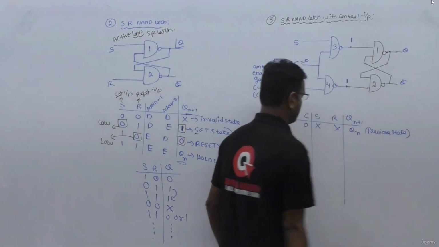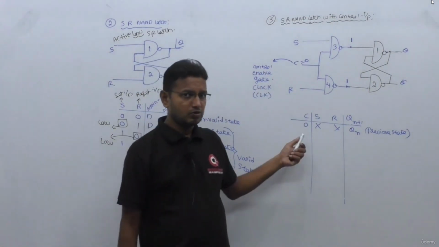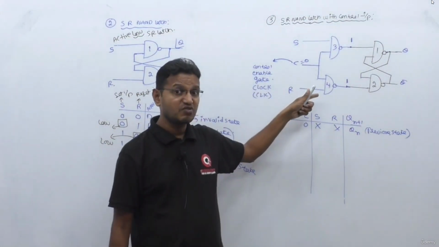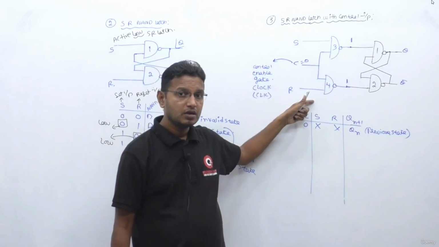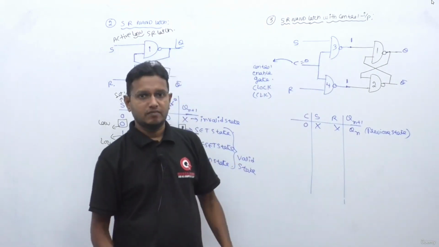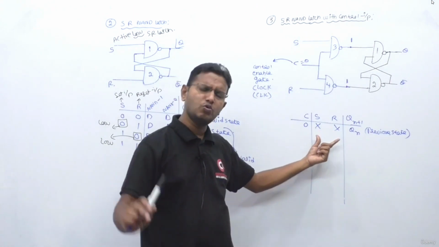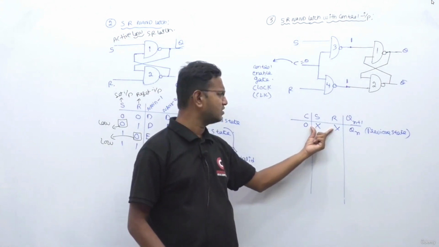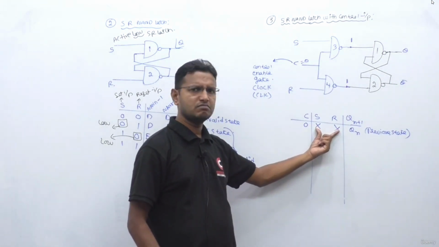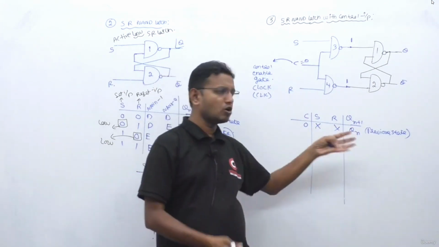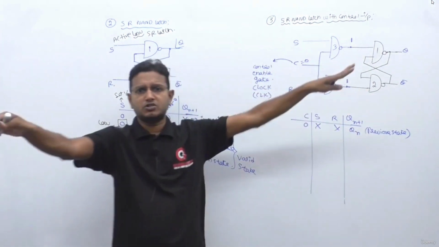So very, very important. Now tell me whether the latch is working or not working. Latch is not working. Why? Because as long as C equal to 0, S and R, you give whatever you want: 1, 1, 0, 0, 1, anything, 0, 1, 1, 0, 1, 1. You are giving various inputs, but the output is always the same value. Output is fixed, which means it is not working.